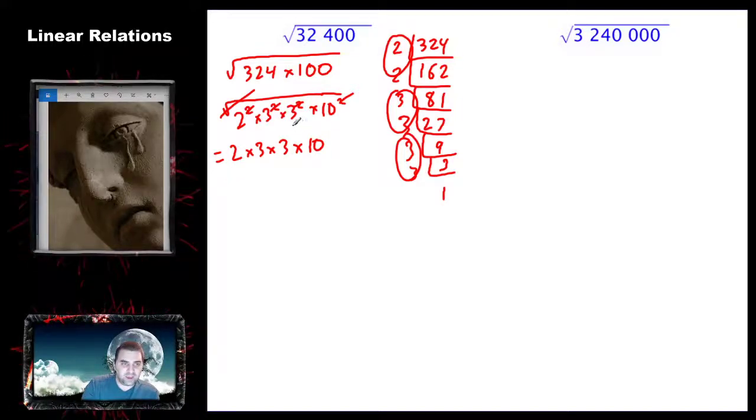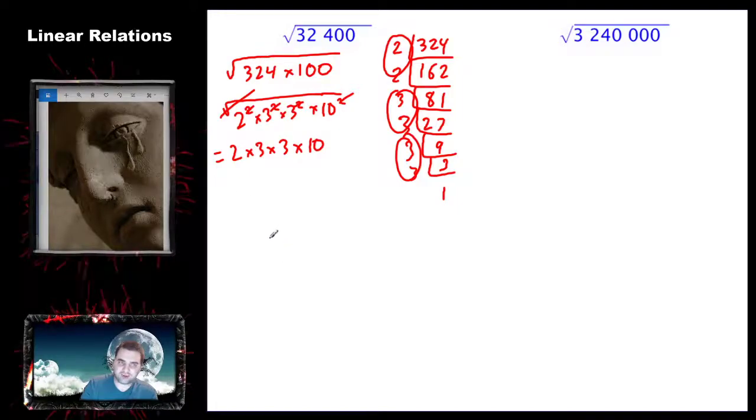All right. And my original question was, is 324 a square number? Well, turns out it is. It's the square number of 2 times 3 times 3, which is, what, 18. 18 squared is 324. Good to know.